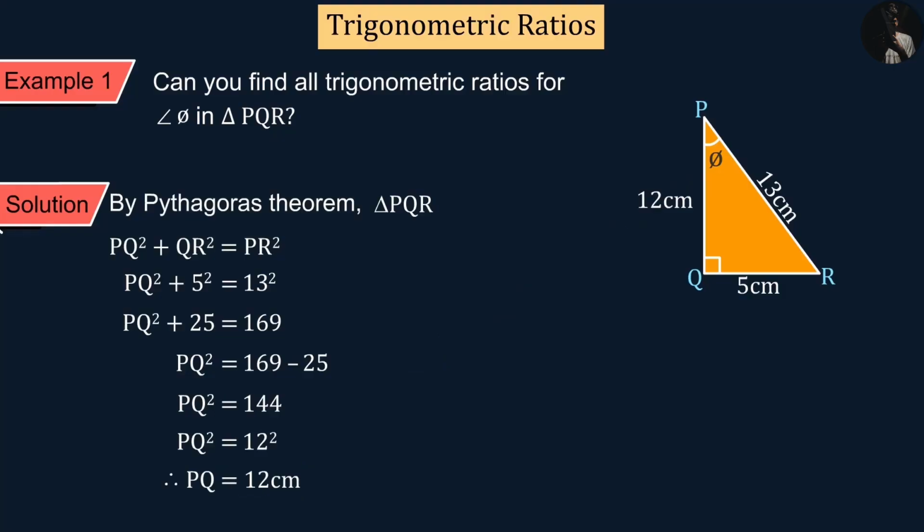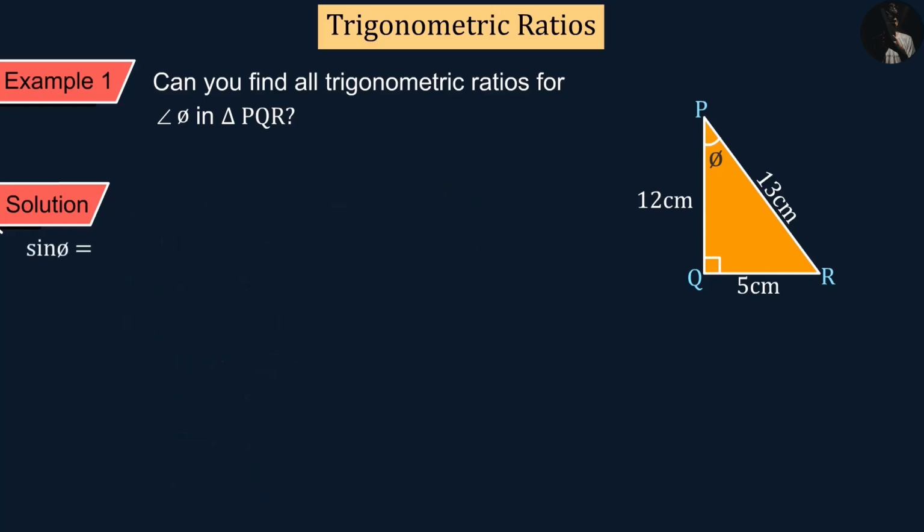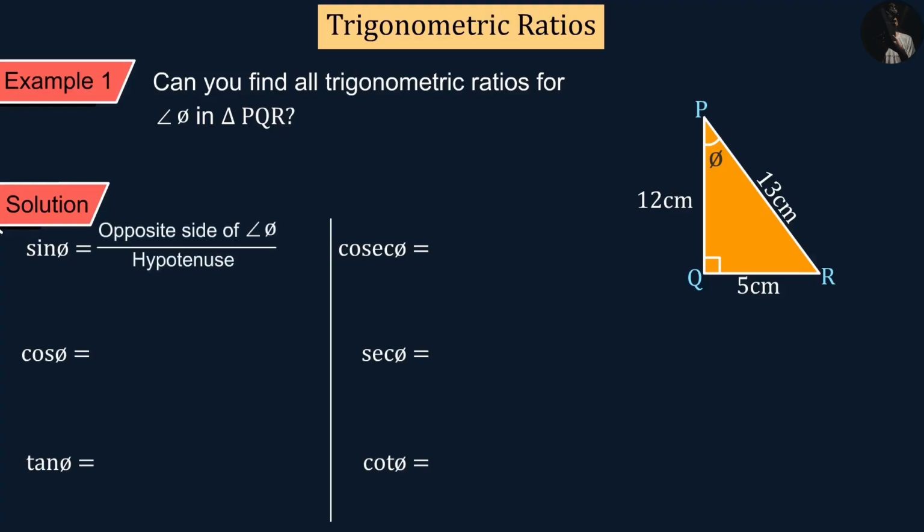Now, we can find the trigonometric ratios for phi. Can you tell me what those ratios are? Well done! These are sin, cos, tan, cosec, sec, and cot. In the previous video, we learned that the ratio between the opposite side of the angle and the hypotenuse is the sine of that angle.